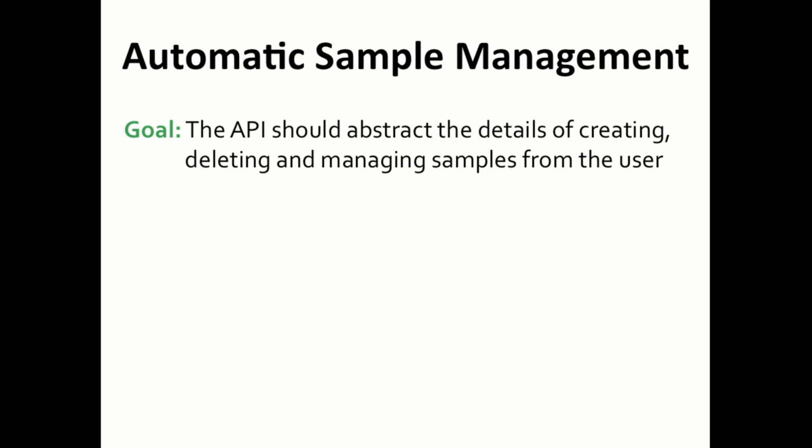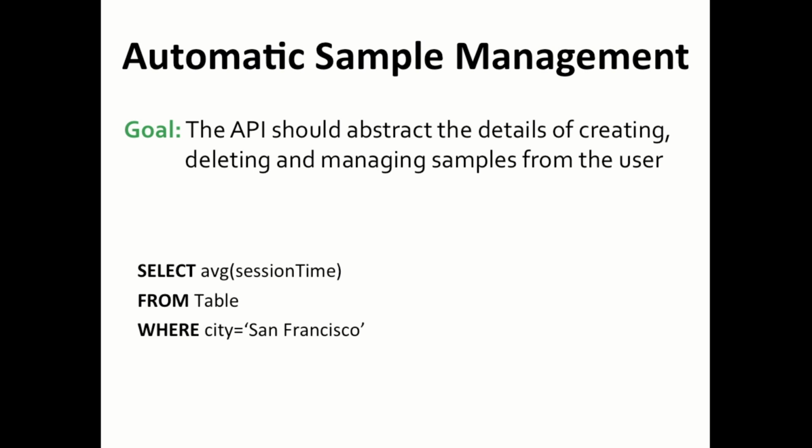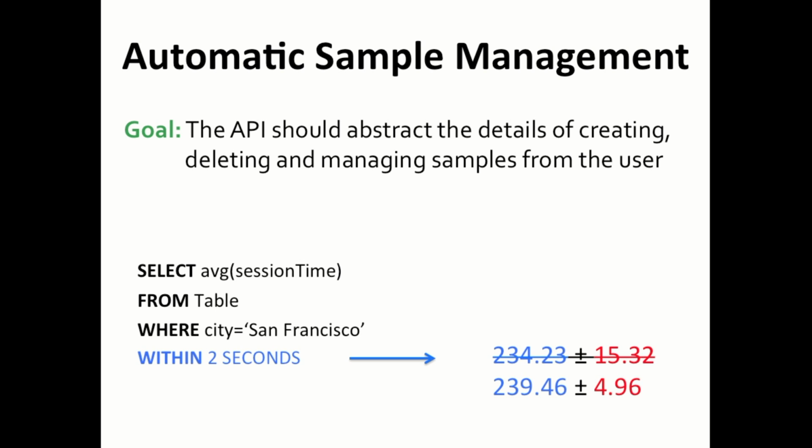As I mentioned, the goal of this strategy is to enable or abstract out the details of creating, deleting, and managing samples from the user. The interface we would like to provide to the user would just be a Hive query or a SQL query, and then allow the user to add a time bound to this query. Now, depending on this time bound, ideally the system should select an appropriately sized sample of data and return an approximate answer with an error bound. Now, if the user is not satisfied with this answer, she can always increase the time it takes to execute this query, in which case we would give a more accurate answer with a smaller error bar.